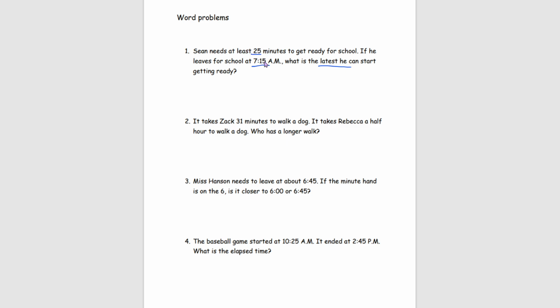So let's go from 7:15 to 7, which is minus 15. So 25 minus 15 is equal to 10. And currently we're at 7 a.m. And then we have 10 minutes left, so we can just subtract 10 from 7 o'clock, and that becomes 6:50. And that is our answer for number 1. The latest he can start is 6:50 a.m.